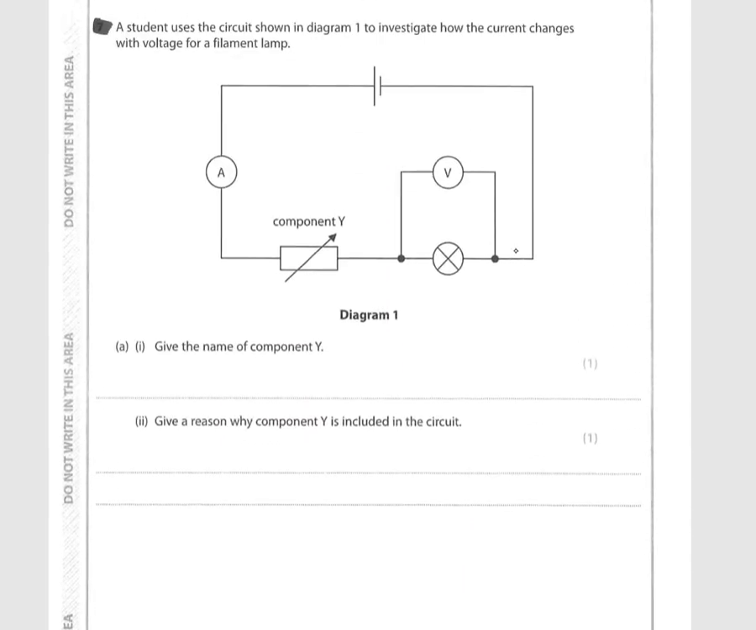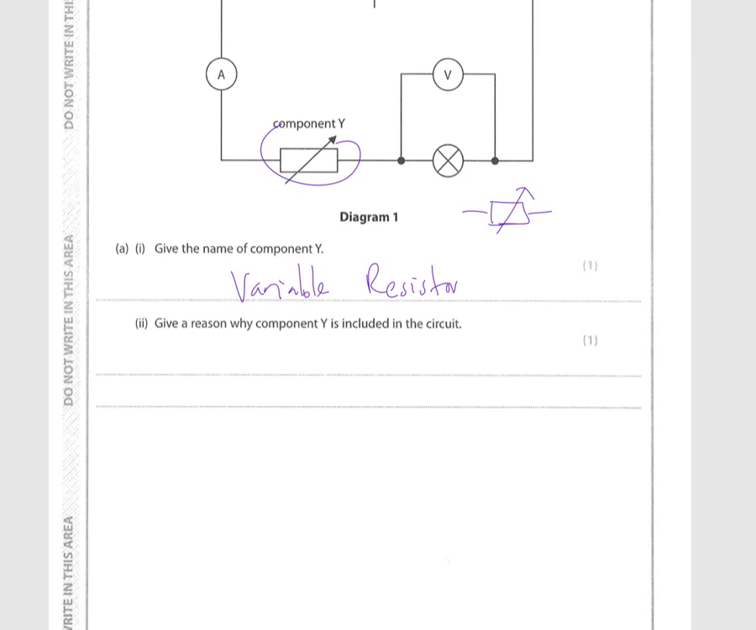Okay, now what's this one? If it is a rectangle, it is a resistor, but it is a rectangle with an arrow to it. So it is a variable resistor. Now, the variable resistor, what does it do? It varies. It changes. So what is the thing that changes?